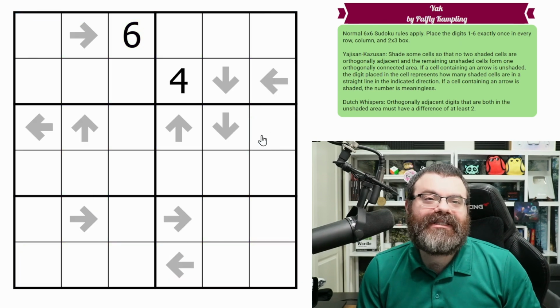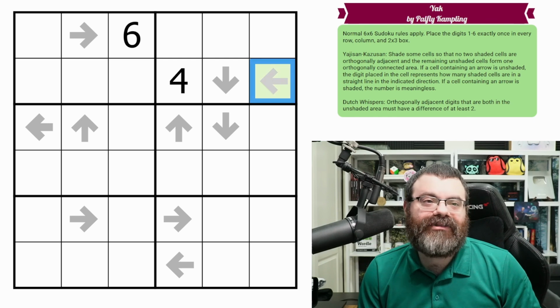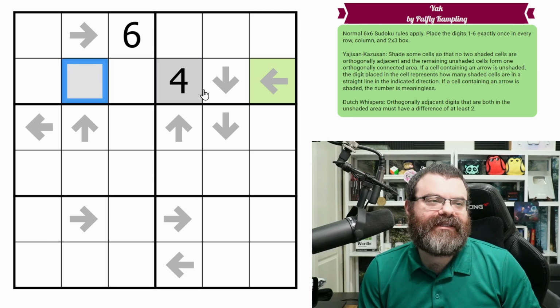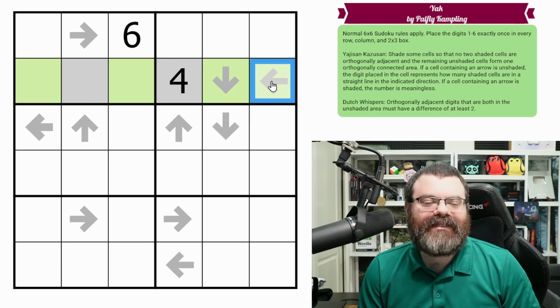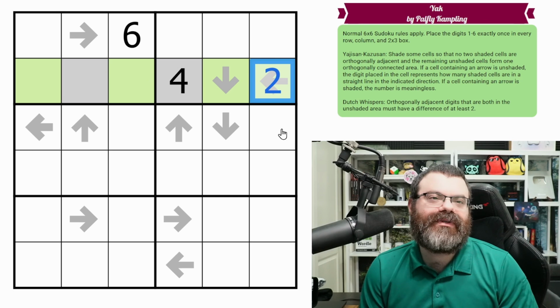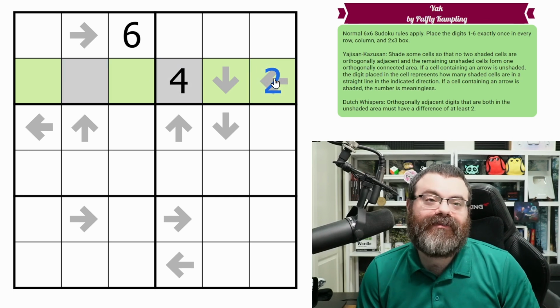All right. If a cell containing an arrow is unshaded, the digit placed in the cell represents how many shaded cells are in a straight line in the indicated direction. So if this is unshaded and this is unshaded and the rest were shaded, and this arrow is unshaded, then it counts how many shadeds we see. Sorry, it counts how many shaded we see. So that would be a 2 in that direction.